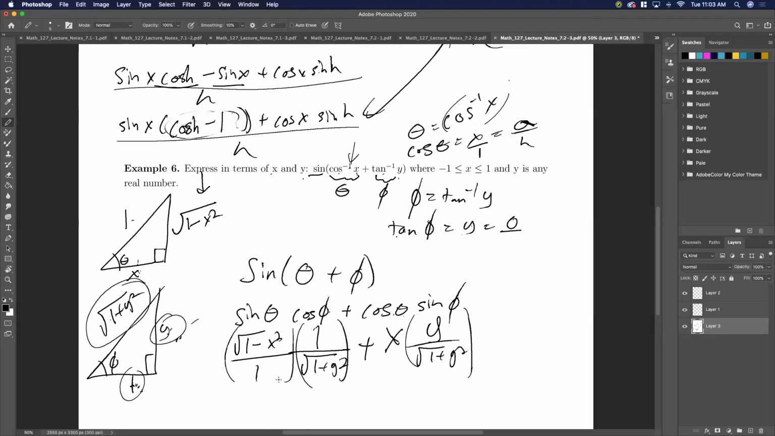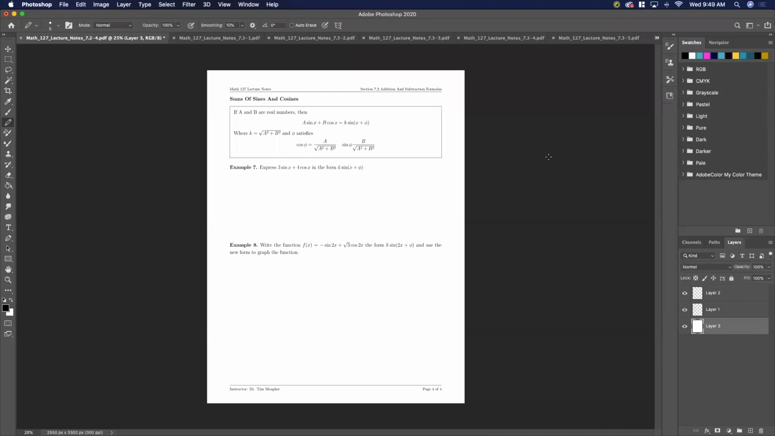Do we have the same thing on the bottom? Yeah, it's the square root of 1 plus y squared. So here, we'll just put it together. It'll be 1 minus x squared plus xy, all over the square root of 1 plus y squared. And so I've achieved my goal. I've written all of this in terms of x and y. There's 7.2.